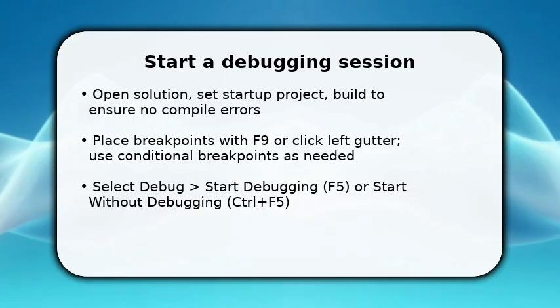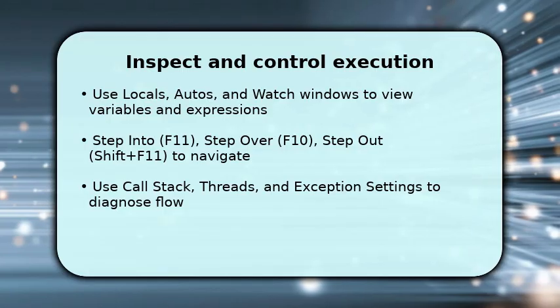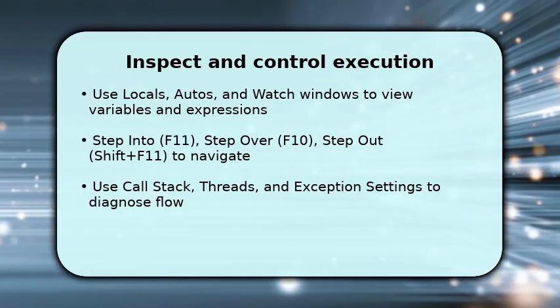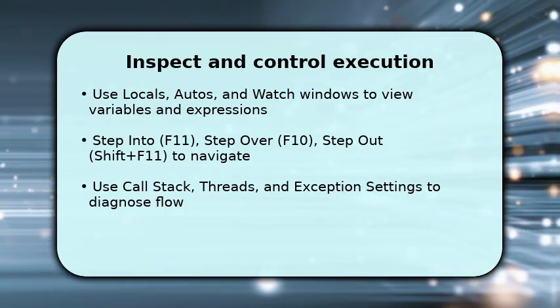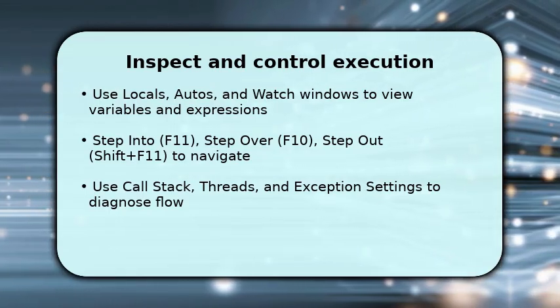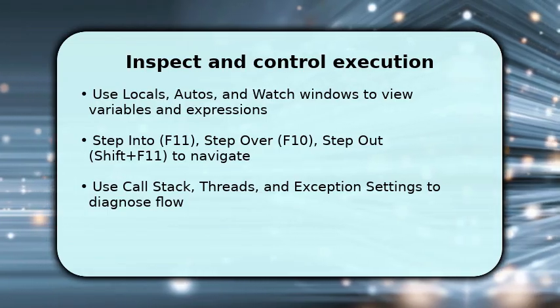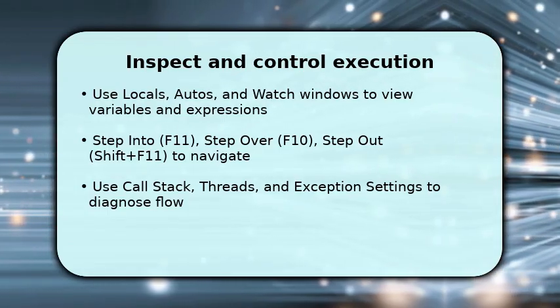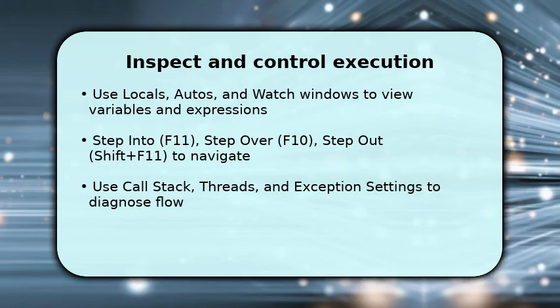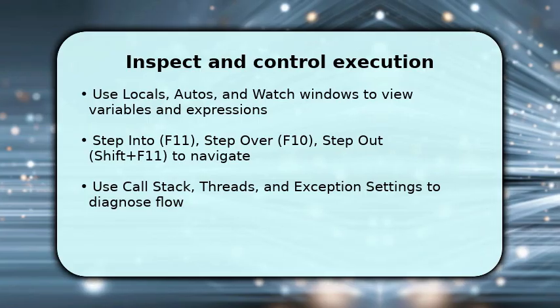inspect state immediately. Once paused, you inspect variables in locals, autos, and add expressions to watch to track values over time. Use step into F11 to enter functions, step over F10 to run a line without entering calls, and step out Shift plus F11 to finish the current function. This controls flow precisely. Meanwhile, consult the call stack to see how you arrived here and switch threads if needed.